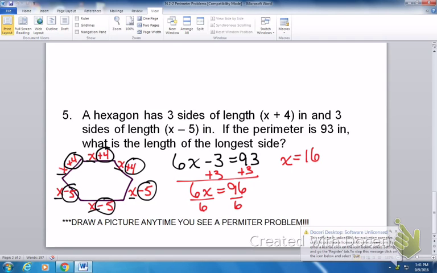Now, I need to find the longest side. We don't have to plug it into all 6. We only really have to plug it into 2, because x plus 4 is one of them. So x plus 4 is going to end up being 16 plus 4, which is equal to 20. And then also I have x minus 5, which is going to be 16 minus 5, which equals 11. So 20 is our answer.